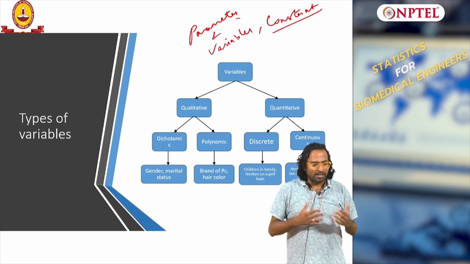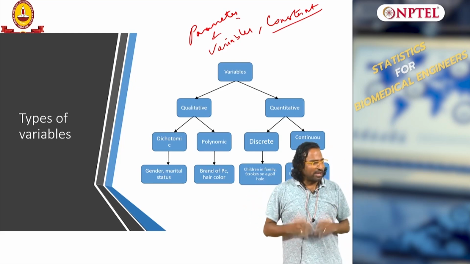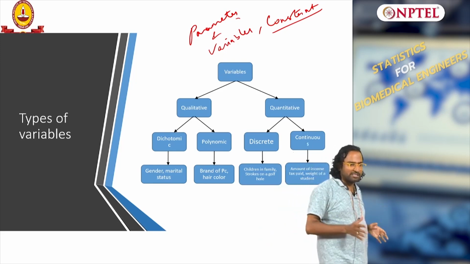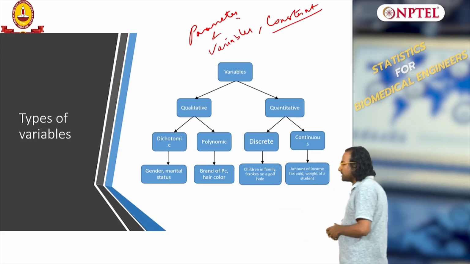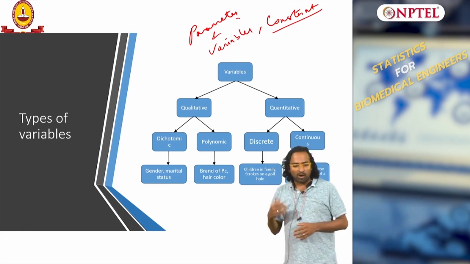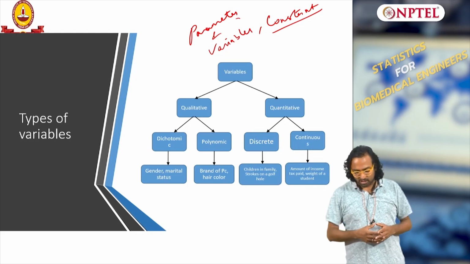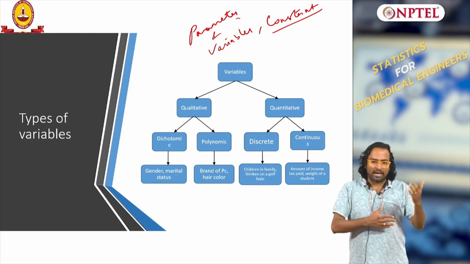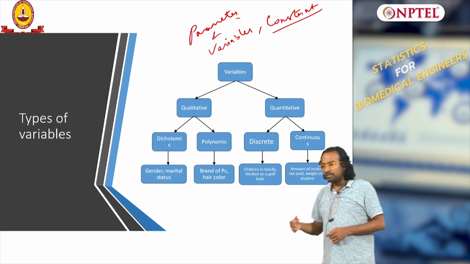Parameter is something where, depending upon the parameter, the search space or things will change. Constants we do not worry about, we just fix them. So, variables are of interest to us, and variables themselves, as I said, are qualitative and quantitative. Qualitative becomes dichotomic or polynomial, that is two categories or multiple categories, and quantitative is discrete and continuous.